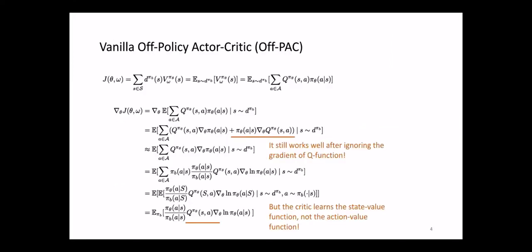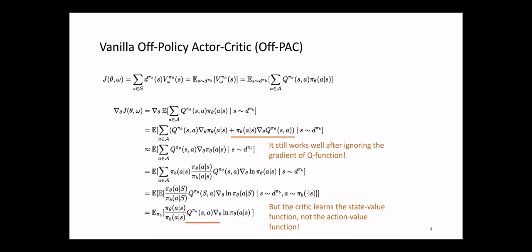We start by introducing the vanilla version of the off-policy actor-critic algorithm, which is Off-PAC. Off-PAC optimizes the objective function shown in the first line, and we can further derive the formula into the following steps. We can see in the third step, we just ignore the gradient of the Q function. This still works, and it can simplify the computation of the gradient and is proven to converge.